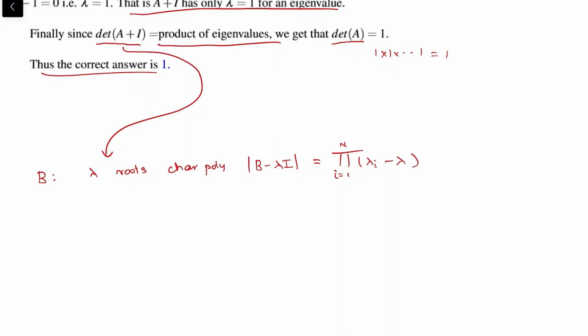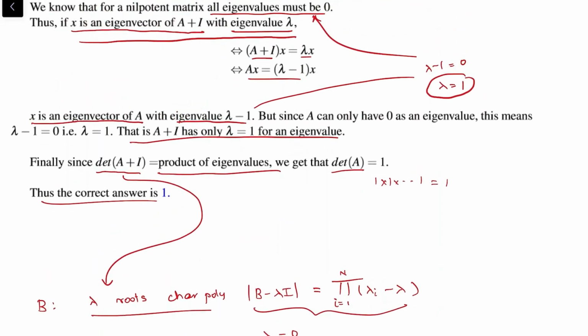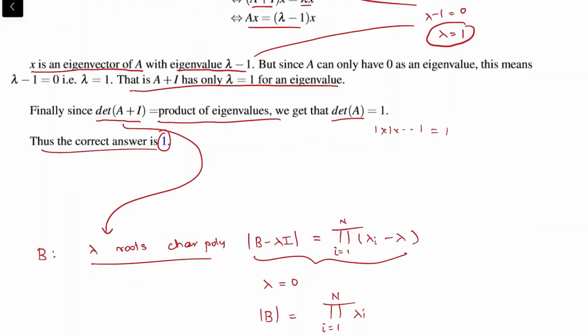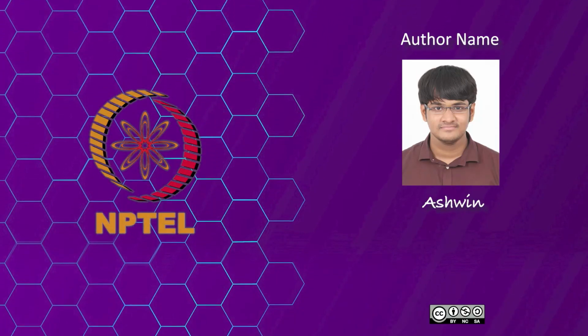Now if you were to make lambda equal to 0 in the above expression, you get that the determinant of B is equal to the product of lambda i for i equal to 1 to n. So these are the roots of the characteristic polynomial, and we get that the determinant is equal to the product of the eigenvalues, and therefore the correct answer is 1. The answer here is 1.